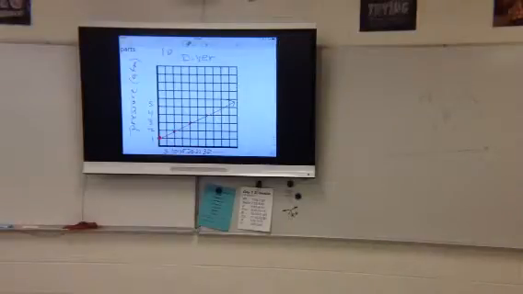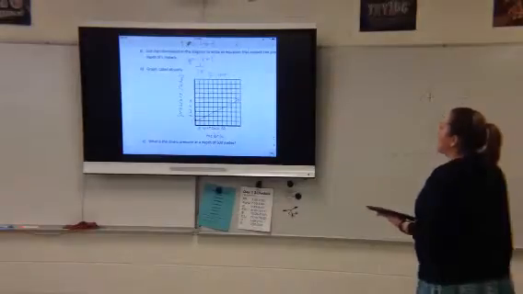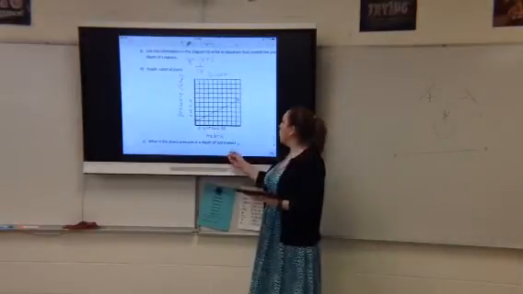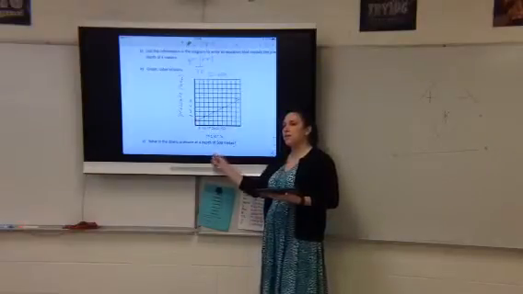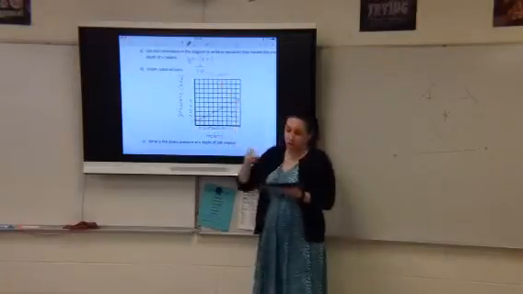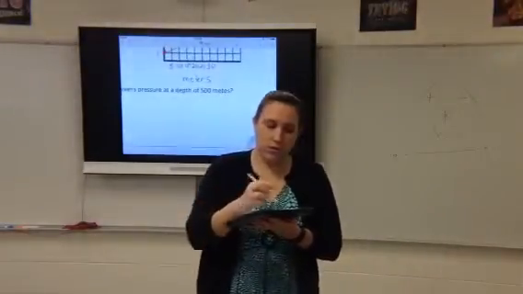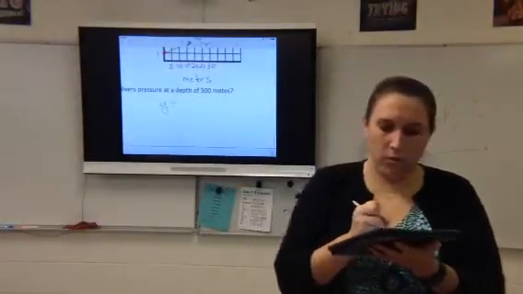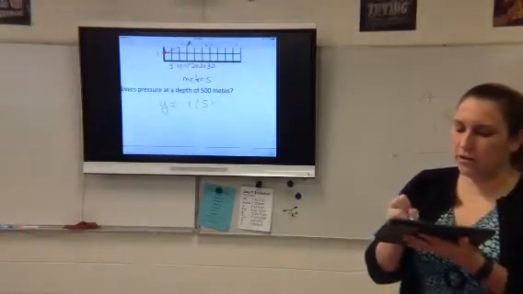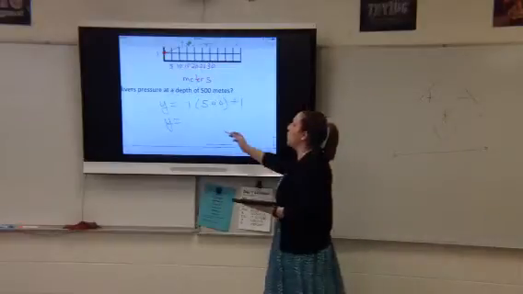Okay, all right, so now the question is, what is a diver's pressure at a depth of 500 meters? Okay, so where do we plug in 500 at? On the X, right? X is meters, right? So we're going to plug 500 in right there. Okay, so we're going to have Y equals 0.1 times 500 plus 1.